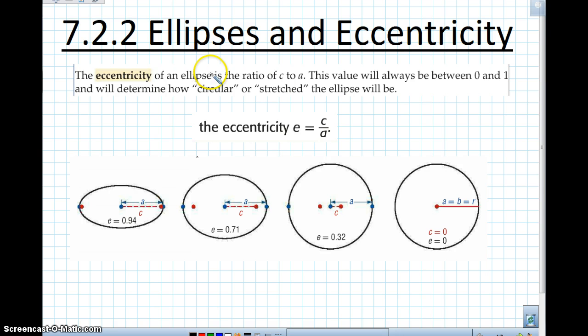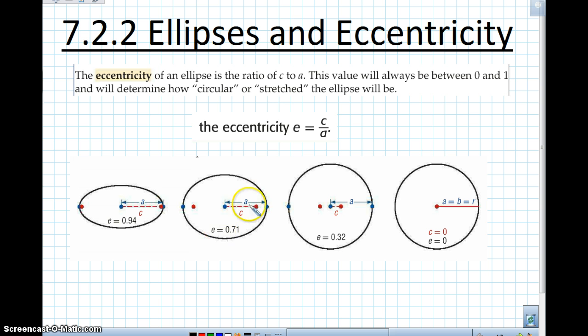Over here on the left side, you'll see that the distance to the foci, C, is really close to the distance to the vertex A. As you move those vertices and the foci further and further away from the center, you can see that it really starts to pull the ellipse into this really narrow egg shape. And that shows you the eccentricity. It's 0.94. It's almost 1, which means C is almost the same length as A.